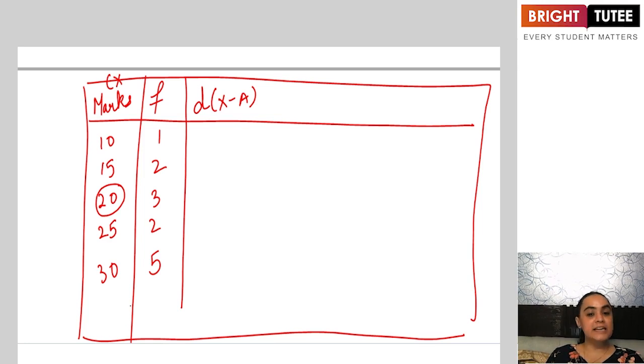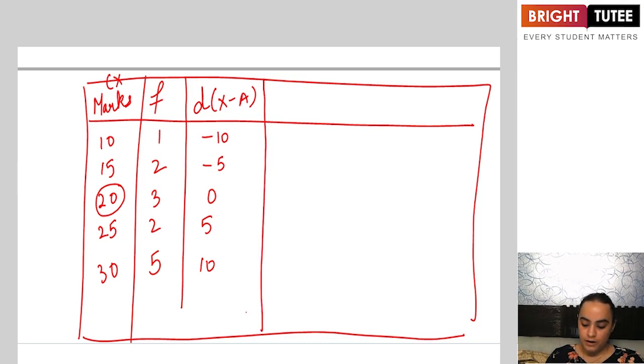Now calculate X minus A. 10 minus 20 gives me minus 10. 15 minus 20 gives me minus 5. 20 minus 20 gives me 0. 25 minus 20 gives me 5. And 30 minus 20 gives me 10. I have got my D.